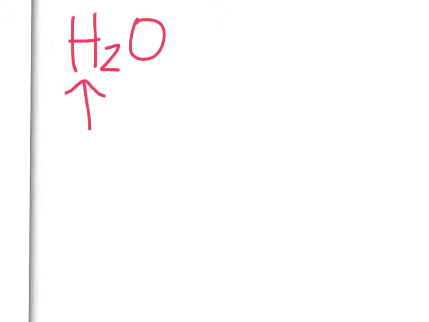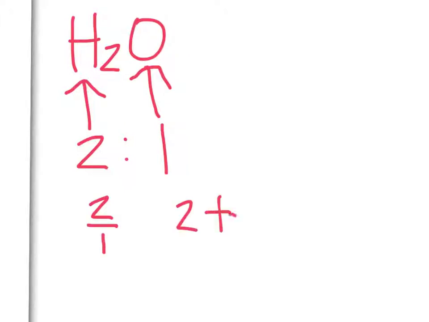In this molecule, we have 2 hydrogens compared to our 1 oxygen. And we can write this a couple different ways. We can write it like 2 to 1, 2 over 1, which is 2 to 1, or we can literally write 2 to 1. Those are the 3 different ways we can write a ratio. Let's look at another one.